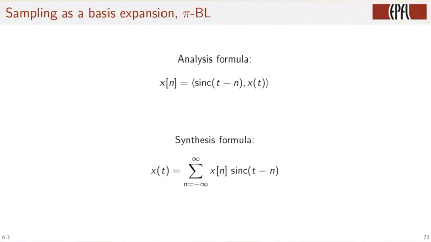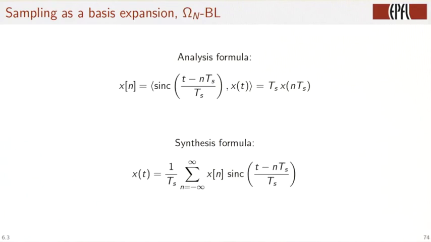We now have the coefficients of the orthonormal expansion, that's x[n], the samples, which is the inner product between sinc and x(t), and this gives us the synthesis formula in an orthonormal expansion, namely x(t) is simply the sum of x[n] sinc(t minus n).